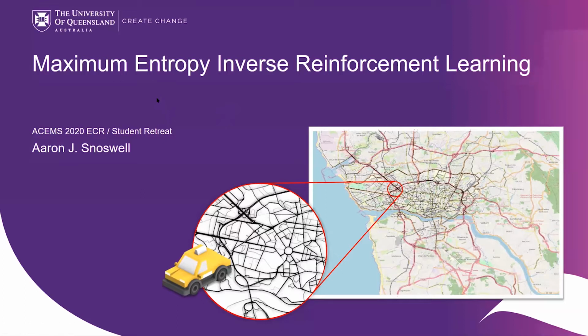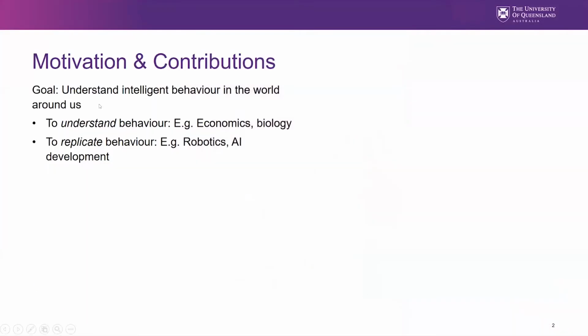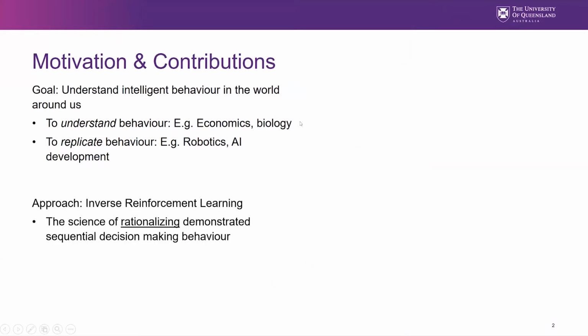So the goal with my research is trying to understand intelligent behavior in the world around us. We might want to understand behavior for understanding's sake in sciences, or replicate behavior in robotics or AI development, for example. And the paradigm that I look at in my research is inverse reinforcement learning. I like to define this as the science, and there's a little bit of art in there as well, but the art and science of rationalizing demonstrated sequential decision-making behavior.